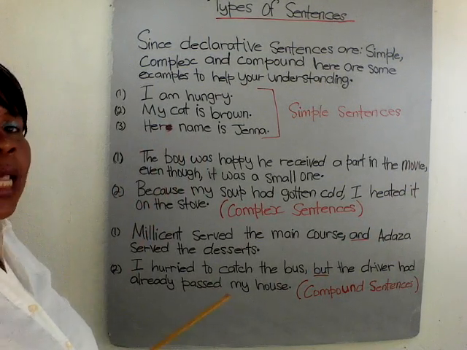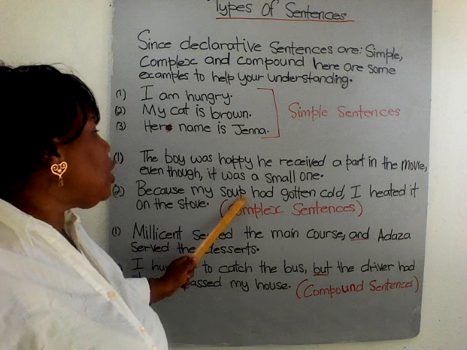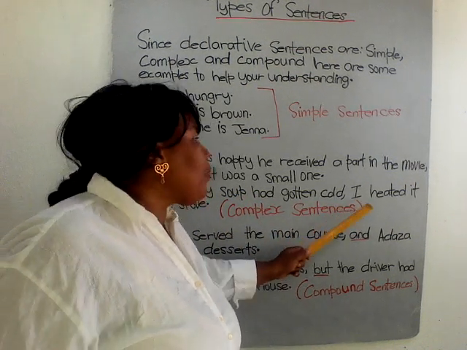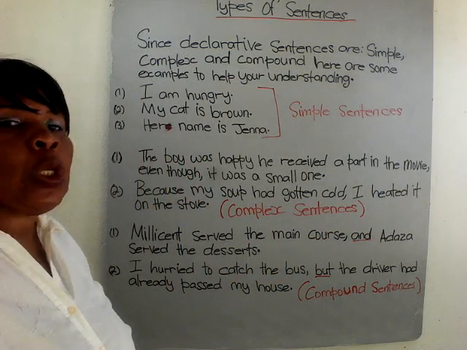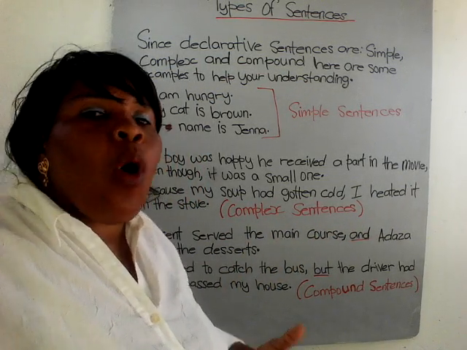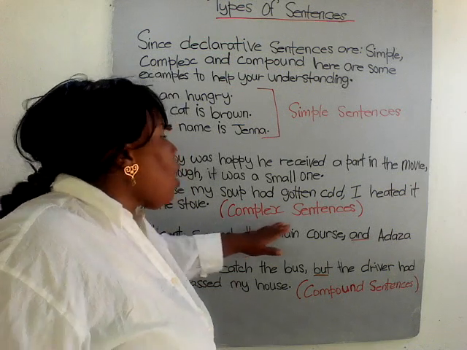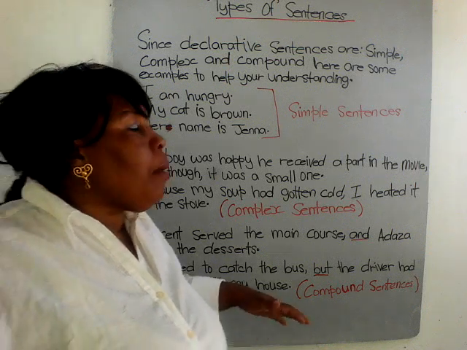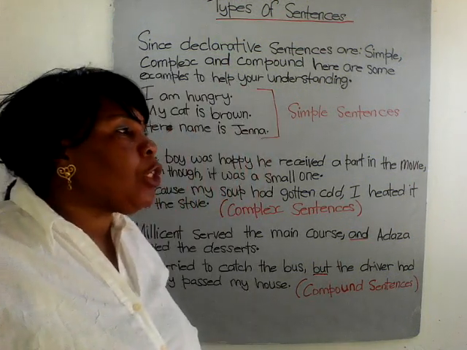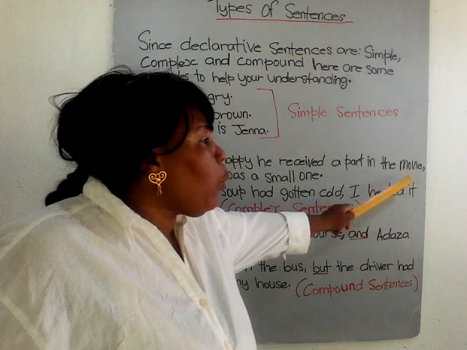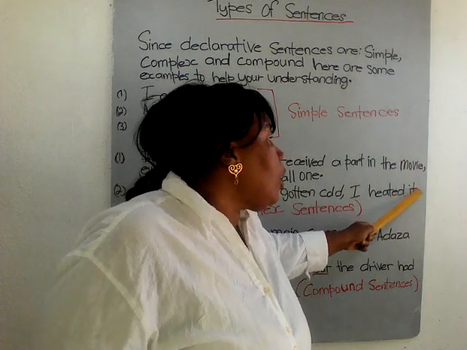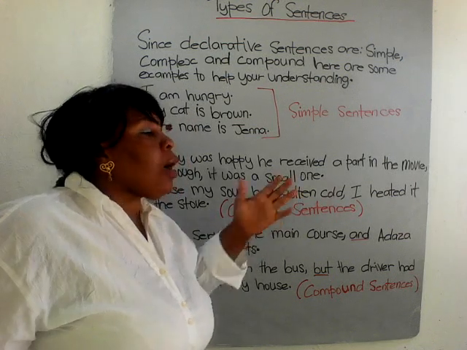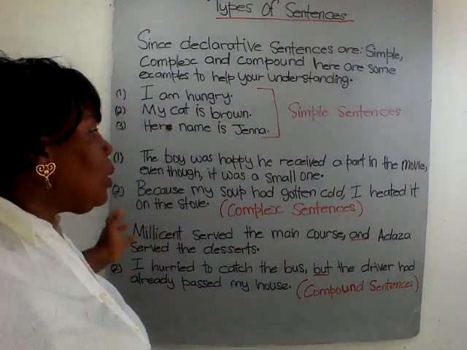The next sentence reads: because my soup had gotten cold, I heated it on the stove. I heated it, or I warmed it up on the stove. These are complex sentences. Why are they complex sentences? Because they're giving additional information, or additional clauses, and we use a comma to separate these two different clauses, right?